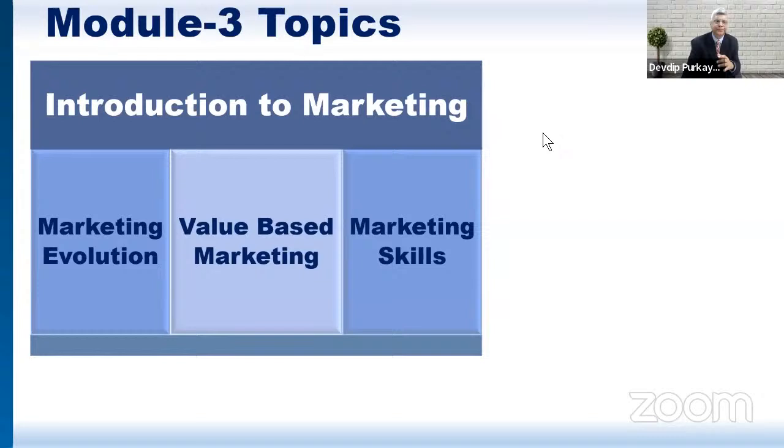Next, we talked about marketing. And marketing is all pervasive. It's not just about companies. Even if you're in a college, you have to market your college in a government-approved way, for example, NIRF ranking, accreditation. So marketing needs to be authentic. It needs to be value-based. And therefore, it needs to be sustainable. And that's what I talked about in this module. And then I talked about what skills you need to become a marketeer.